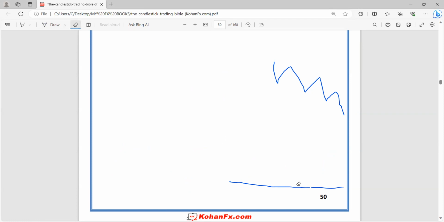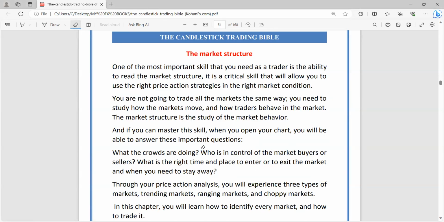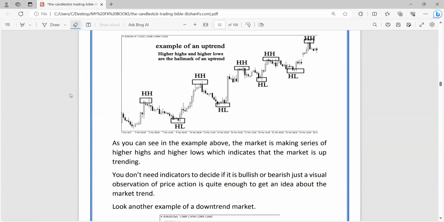Now, as you can tell, the uptrend is just the opposite of a downtrend. The only one which is different is the ranging market. So if I was to go back down real quick, yeah. So this is the example of an uptrend. Now, an uptrend is distinguished from the other market types because it forms higher highs and higher lows.